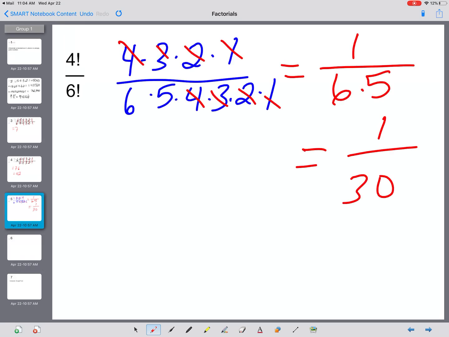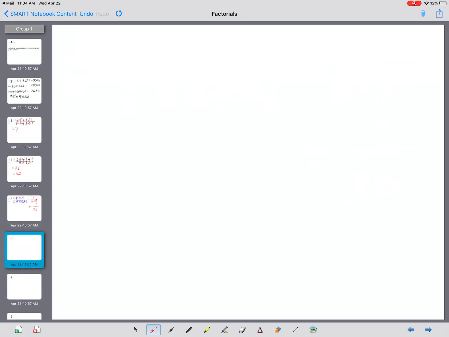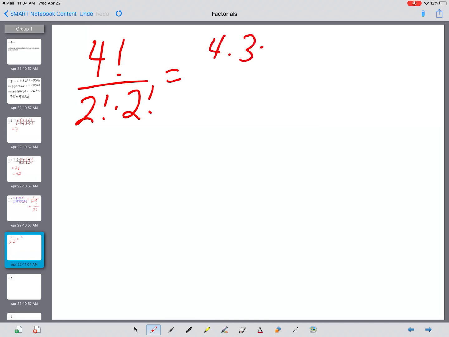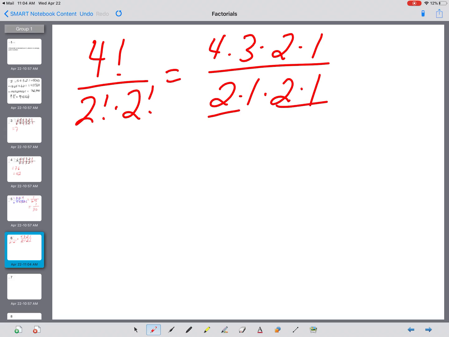Before I get to the next one, let's do 4 factorial divided by 2 factorial times 2 factorial. Some people will say, well, 2 factorial times 2 factorial is 4 factorial. No, no, no. Factorials don't work that way. So on the top, I'm going to have 4 times 3 times 2 times 1. On the bottom, I have 2 times 1 times 2 times 1: first 2 factorial, second 2 factorial.